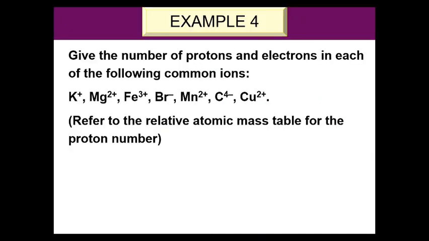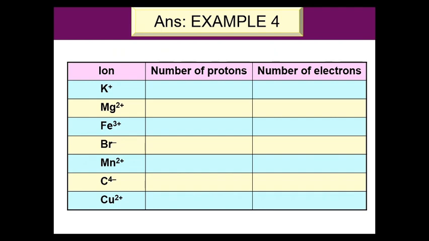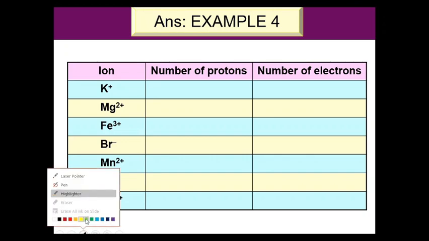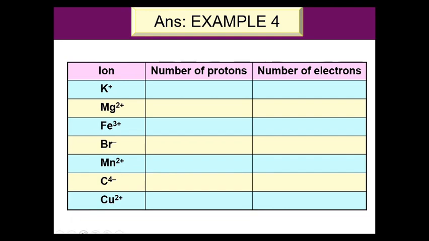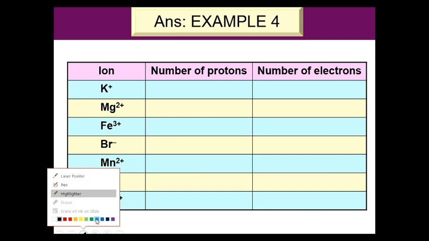Example 4. Give the number of protons and electrons in each of the following cations and anions. Then you have to refer to the table of relative atomic mass to do this. But never mind, I'll just give you the number of protons. And remember that the number of protons will be provided in the examination, so you don't have to remember it.